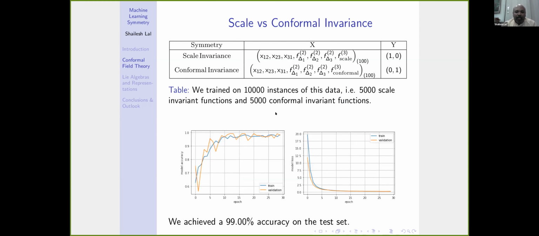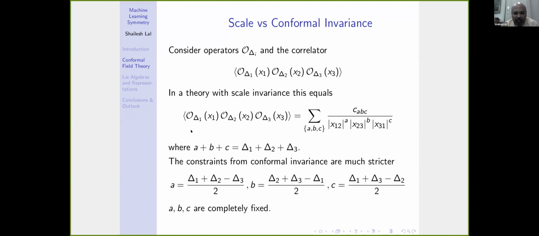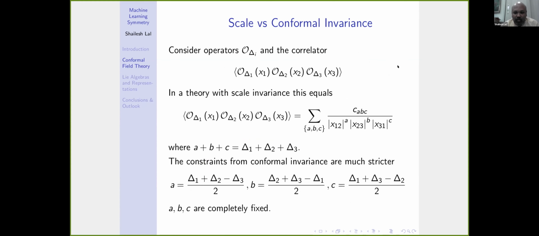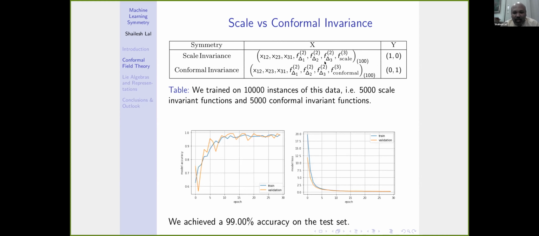So let's set up the data set. You set up two classes of functions. On the one hand, you have functions that are scale invariant, constructed as random point clouds with this constraint. And the second class is functions that are conformally invariant, random point clouds with this much stricter constraint. To help the neural network, although it's not strictly necessary, but it does increase accuracy, we don't feed in the conformal dimension, we feed in the 2-point function.